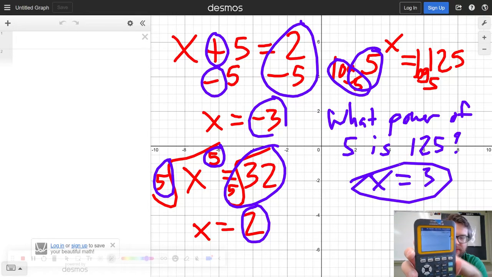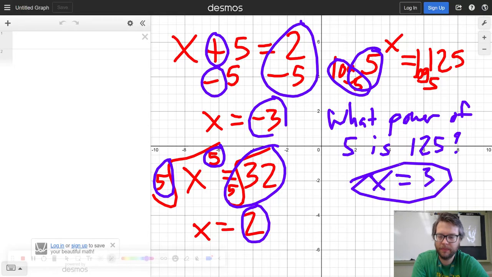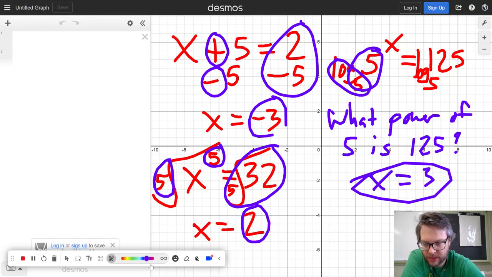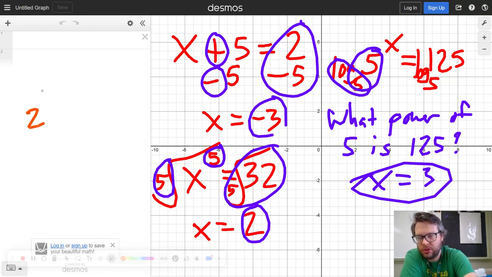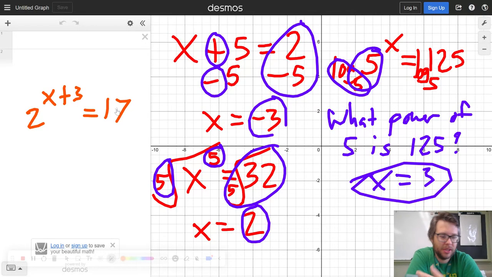Okay. If you're on paper 2, this will help you solve problems that have no easy solution. So let me give you an example of that. Let's say that for some reason they were asking you to solve 2 to the x plus 3 equals 17. I don't know what power of 2 makes 17, and you don't know that either. Nobody knows what power of 2 makes 17 off the top of their head.